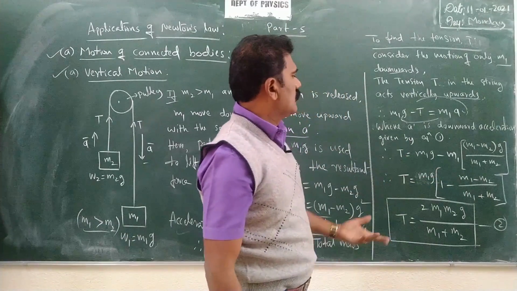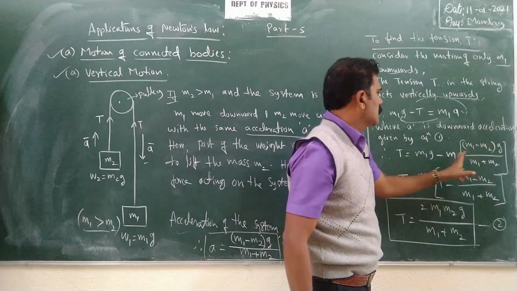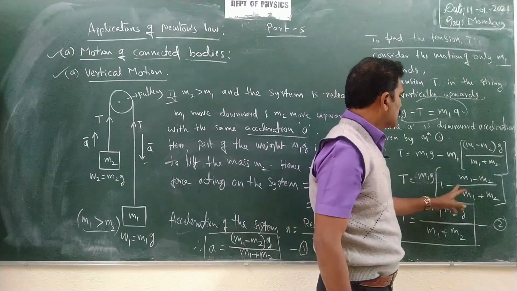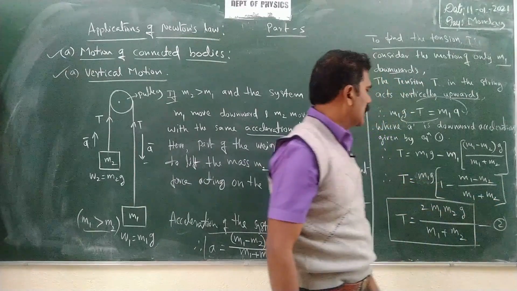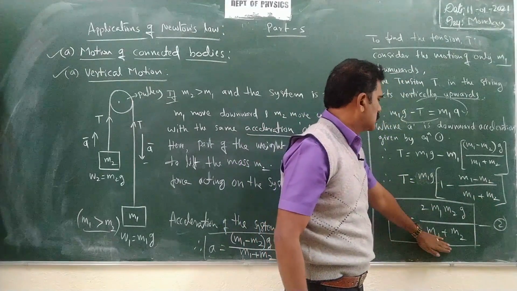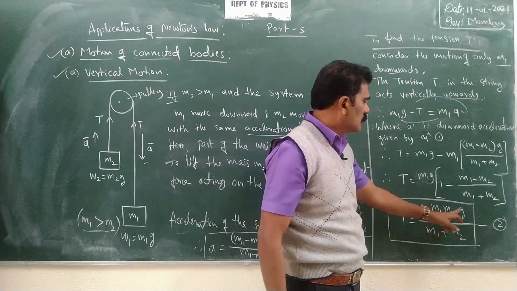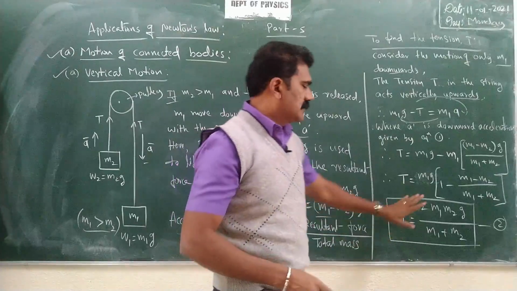Now the simplification part: what is the common factor? m1g, and here also m1 into g. Take that m1g common, you are left with 1 minus (m1 minus m2) divided by (m1 plus m2). So m1 plus m2 is the LCM. Take that LCM and simplify, you will get the equation for tension as 2 m1 m2 g divided by (m1 plus m2). So that's it.